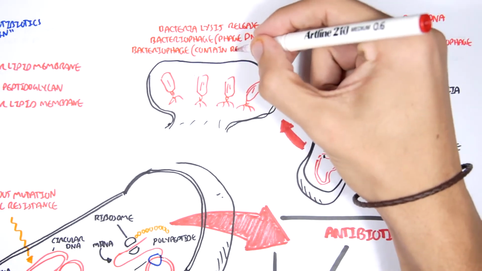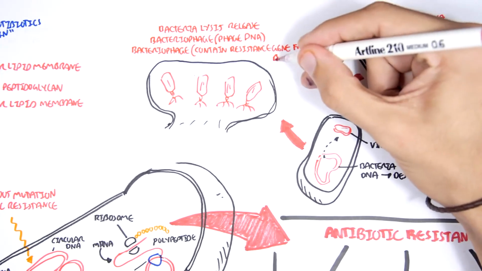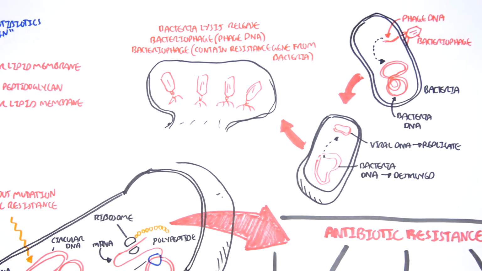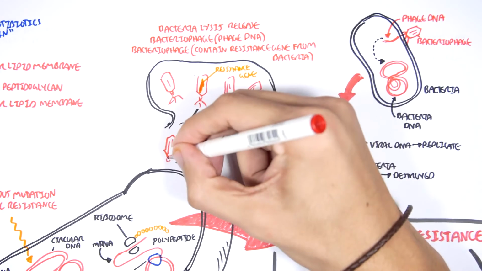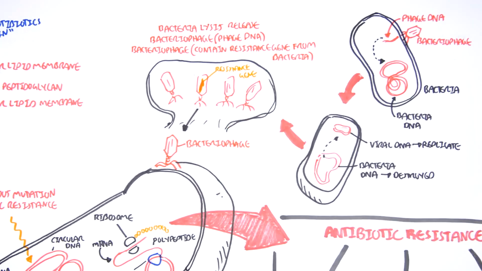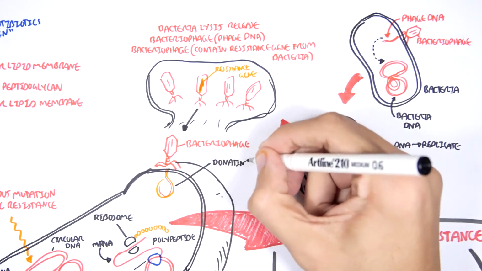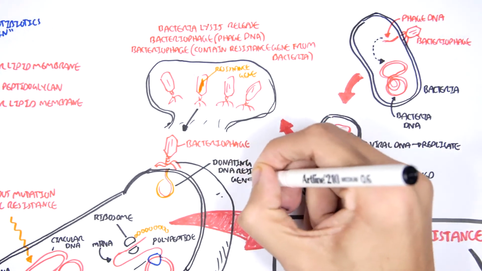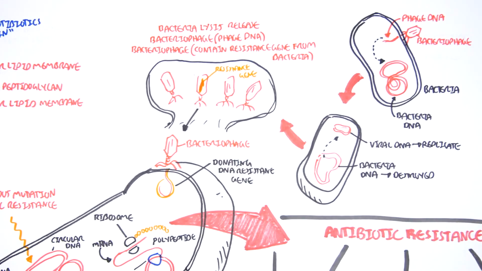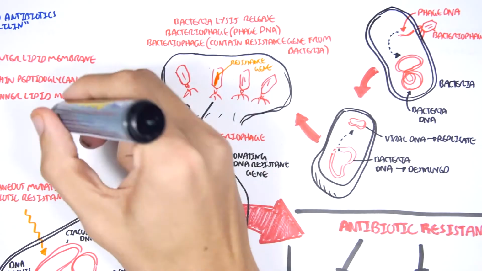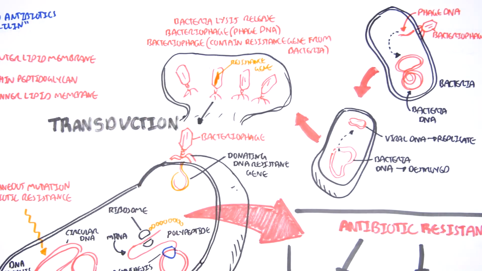However, there can be a bacteriophage that will actually contain a resistant gene from the bacteria because it accidentally packed the resistant gene of the bacteria instead of its own viral DNA. I hope that makes sense. And so the bacteriophage containing the resistant gene can then go attack another bacteria, but instead it will actually give a resistant gene to it. Now, this process of horizontal gene transfer with the help of the bacteriophage is called transduction.